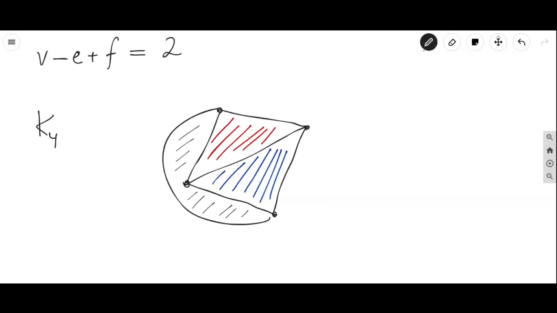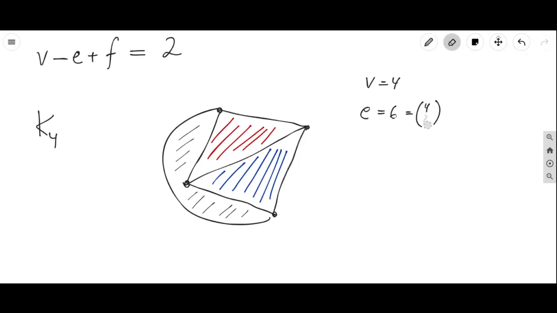And let's check the formula. In this graph, the number of vertices is 4. The number of edges, you can count the edges: 1, 2, 3, 4, 5, 6. But there's a shortcut if you've never seen it before. This is 4 choose 2.